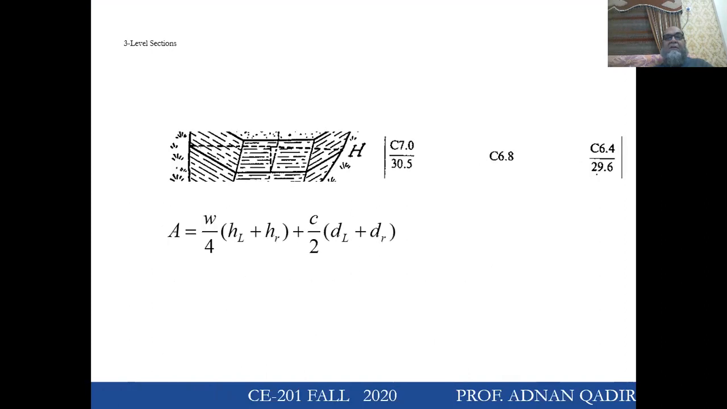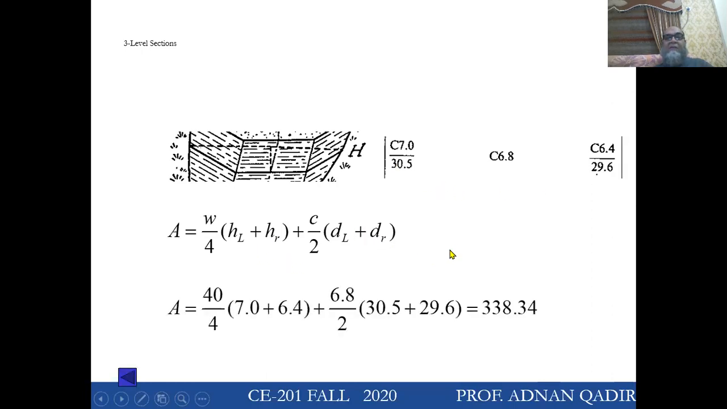Now, this is a 3-level section. You can use this formula, HL, HR. So width, again, this is cut, this is 40. HL, height to the left, is 7. HR, height to the right, is 6.6.